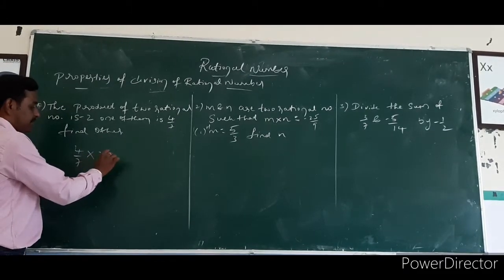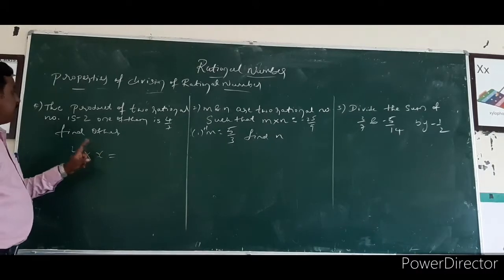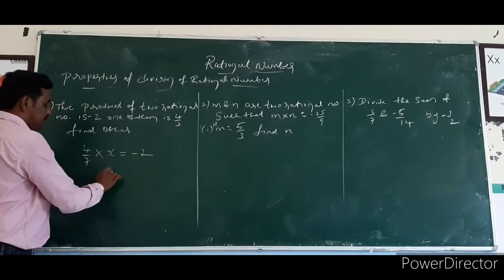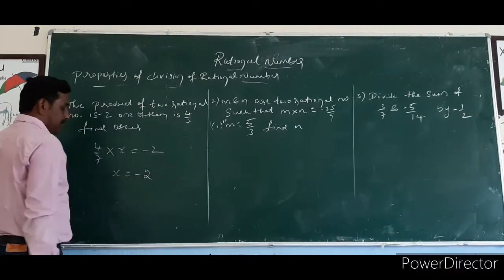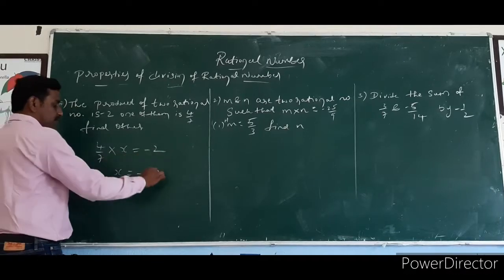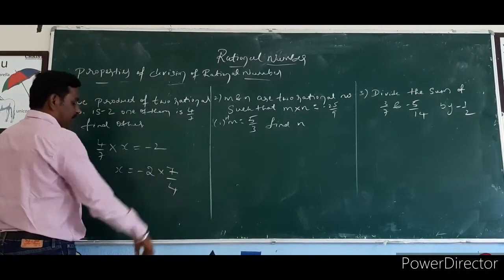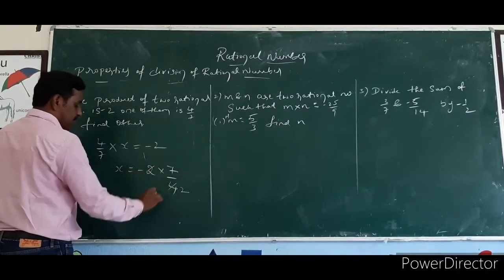That's why you can take it as x. So that product must be equal to minus 2. We have to find the other rational number. If you move this to the RHS, 7 will go up, 4 will come down. 2 1s are 2, 2 2s are 4. So what is the answer?